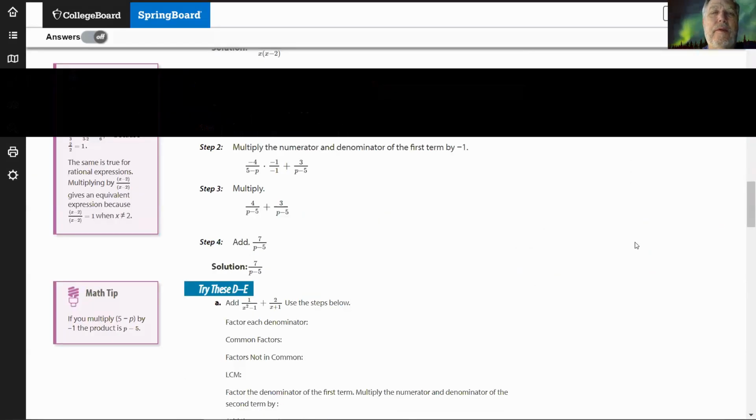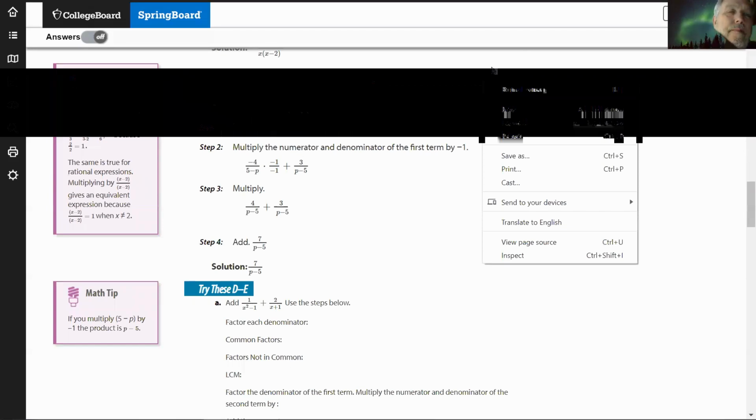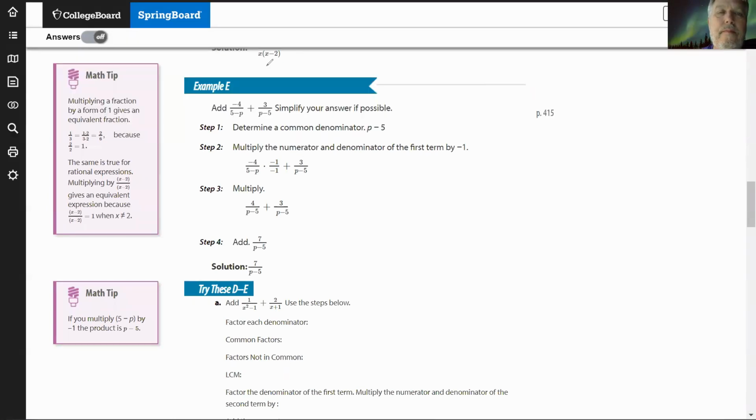Example E. We're going to add negative 4 over 5 minus p plus 3 over p minus 5.